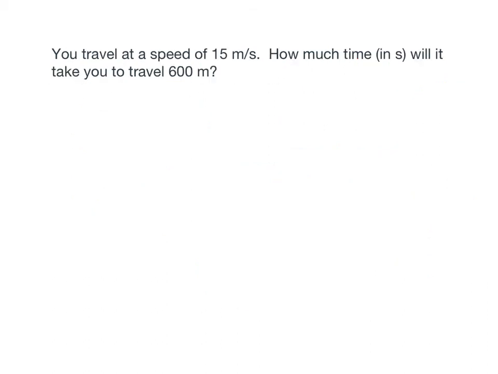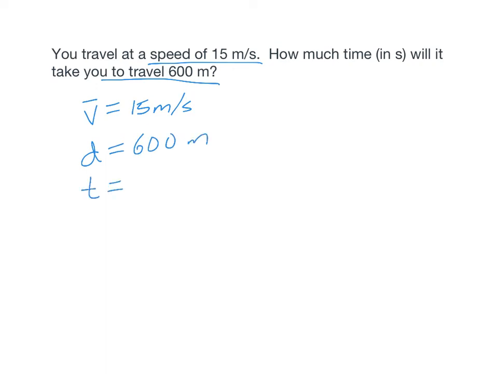Here's the last question. In this case, we're given the speed. Again, V bar equals 15 meters per second. We're given how far to travel, 600 meters. So here we're given the distance, and we do not know the time. This is usually the one people make the most mistakes on. Again, V bar equals distance over time. We're going to plug in 15, we're going to plug in 600, and we do not know T.